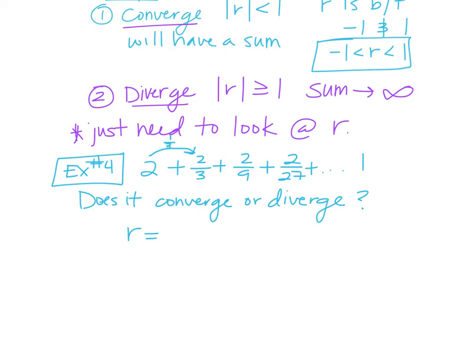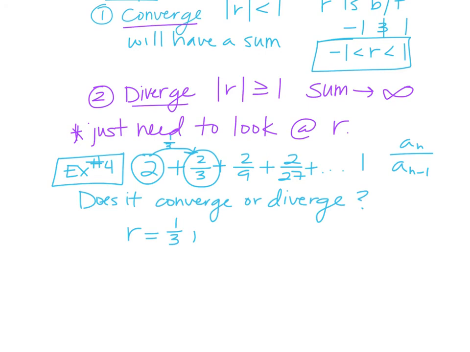Or if you can't figure that out just looking at it, remember what you can do? You can always take some term and divide by the term before it. That will help you to figure out what your R is. So if you did that, 2/3 divided by 2, you would get 1/3. Okay, so our common ratio is 1/3.